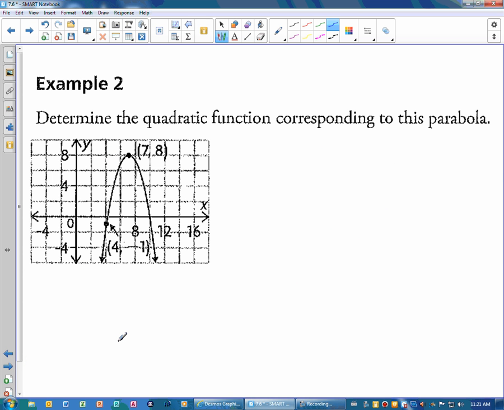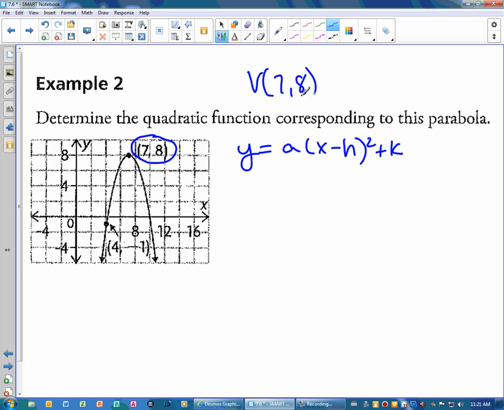It says, here is the graph. What is the equation? Okay, so we have the vertex, so let's use that. y equals a(x minus h) squared plus k when my vertex, 7 and 8, is h and k. So far, I know that y equals (x minus 7) squared plus 8. Okay, h is 7, just plug it in. And then k is 8, plug it in. So I'm almost there, I just don't have my a.